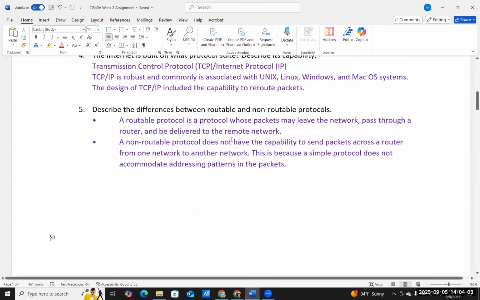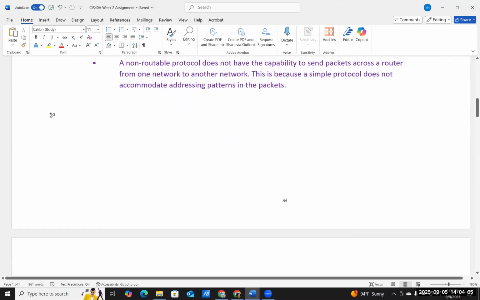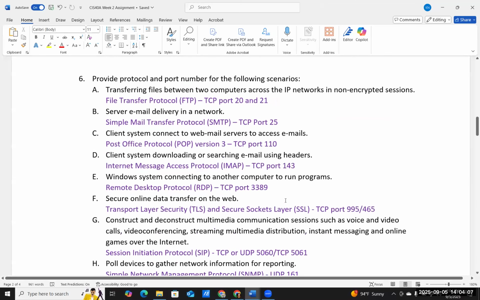You can find this information on page 2 of your notes for the routable and non-routable. Okay, so going a little bit more into the mail server. So when using web mail servers, like Outlook.com, like Gmail, right? Traditionally, you would see the client system that connects to the webmail servers use POP3 or Post Office Protocol version 3. And it uses port number 110.